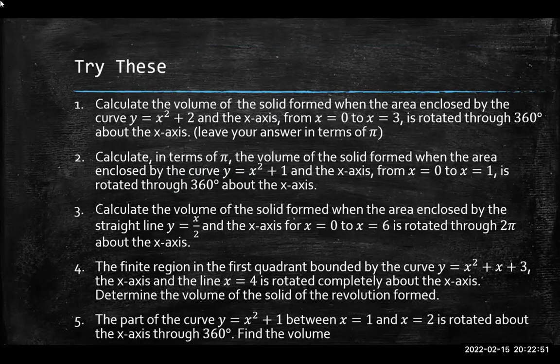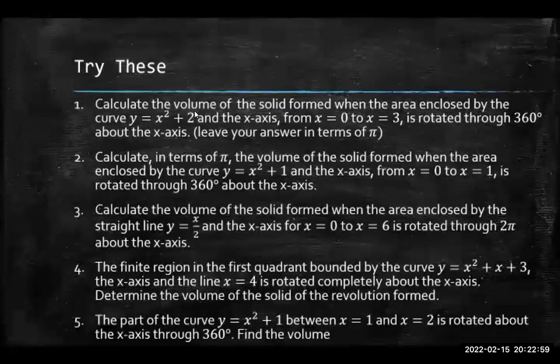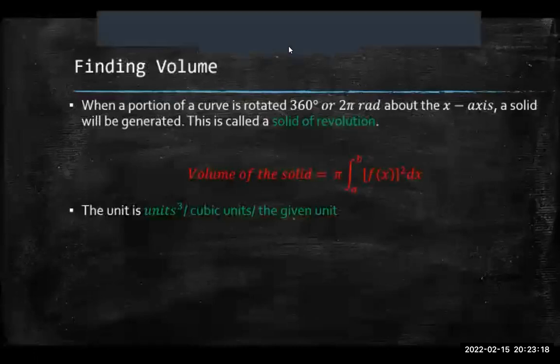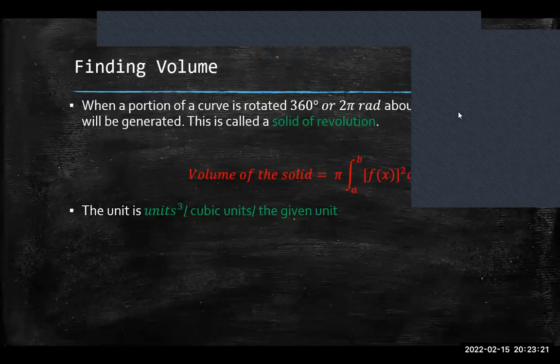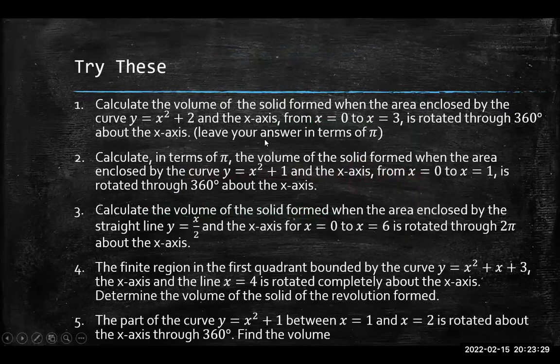I'll show you what I mean by that. So, calculating volume. The minute you see this phrase, volume of the solid, you know you're dealing with that formula that I just showed you. Volume of a solid is equal to pi times the integral of f of x squared dx, with the upper limit being b and the lower limit a. The minute you see volume of a solid, that's the formula you're looking at.